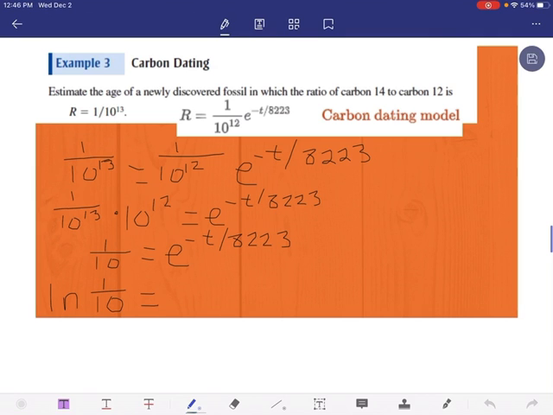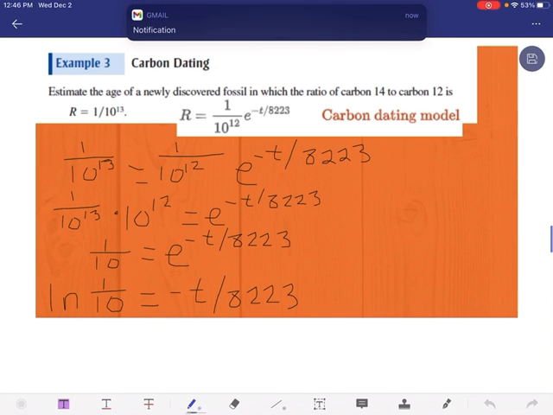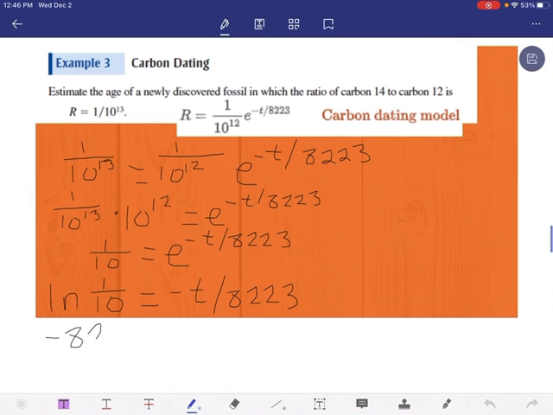When I take the natural log of both sides, remember that my e is going to reduce with my natural log, so we're just going to be left with whatever was in our exponent. So then our last step is going to be to multiply both sides by a negative 8,223, which will give me my t. If I asked for the exact answer, that would be our answer. However, when we're talking about years, we want to go ahead and plug that into our calculator and approximate.